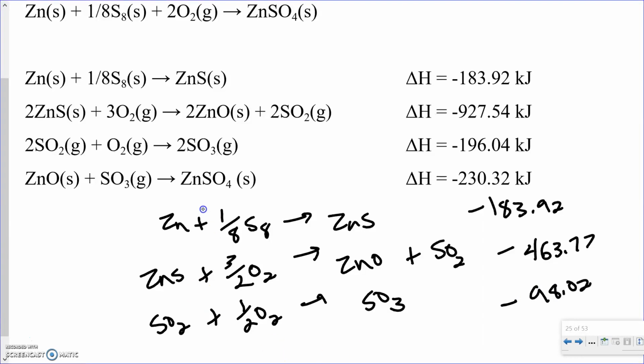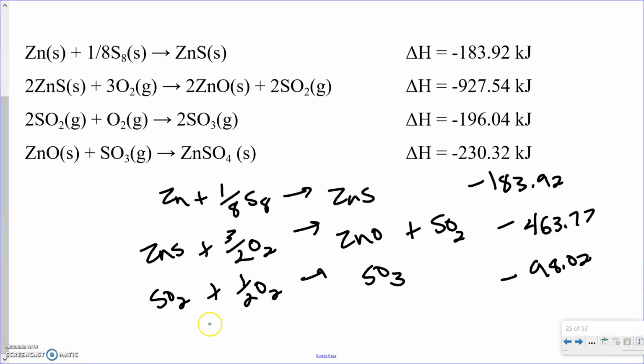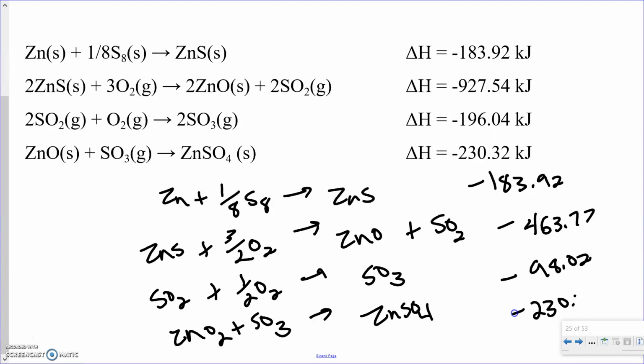Okay. My last reaction, I'm also going to leave the way it is. I'm actually going to leave it completely the way it is because it's in the right numeric value, because I have my 1 sulfur trioxide, and they're on opposite sides of the arrow. So I'm going to be left with zinc oxide plus sulfur trioxide going to zinc sulfate, which means my negative 230.32 is going to stay exactly the way it is.